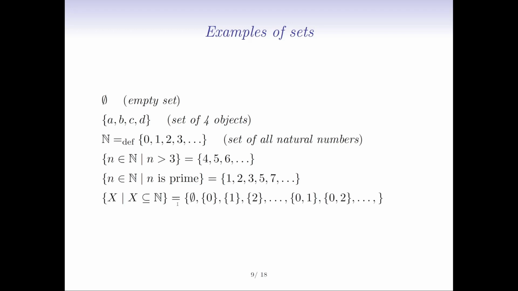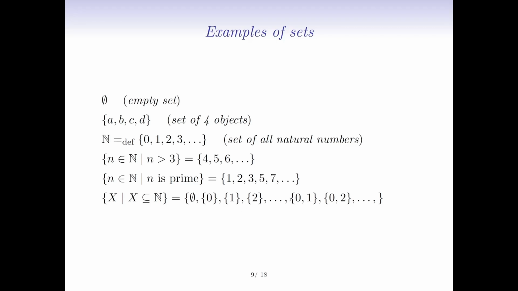Here's a more complicated thing. We can also form sets of sets. So this is the set of all sets x, such that x is a subset of the natural numbers. So what is a subset of the natural numbers? Well, the empty set is definitely a subset of the natural numbers. So the empty set is a member of this set. The set containing just one number, 0, is a member of the set because it's definitely a subset of the natural numbers. Likewise, the set containing just the number 1, just the number 2. So we have all the 1-element subsets of the natural numbers.